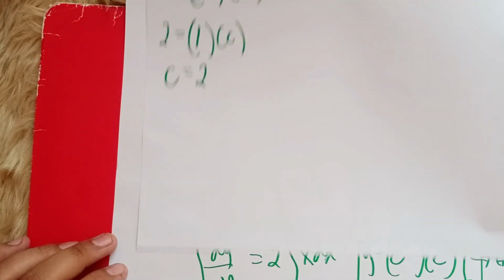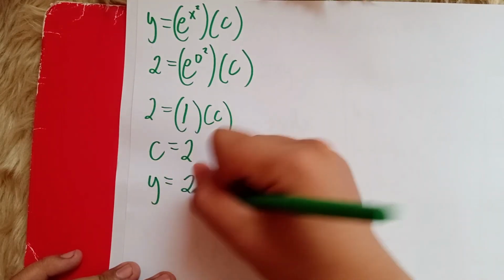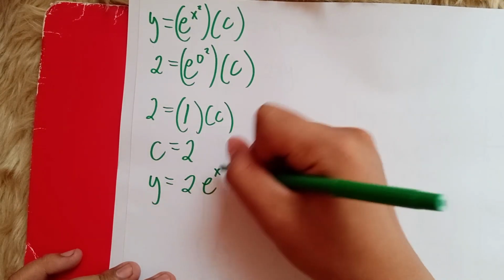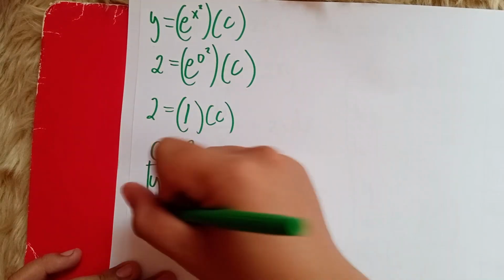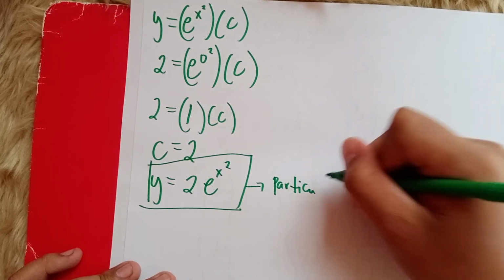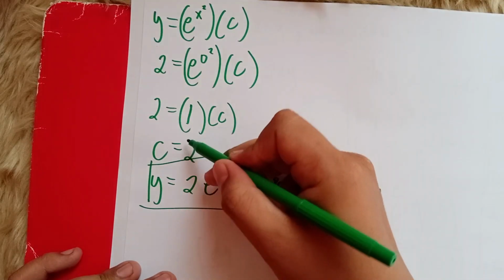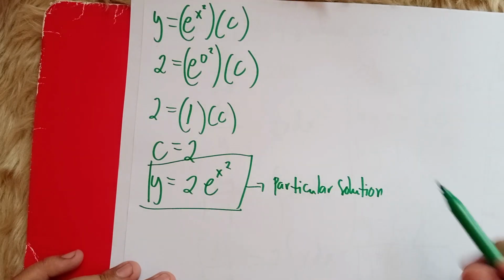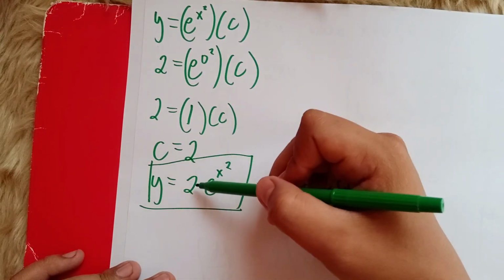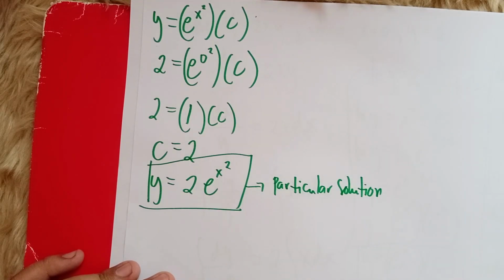So, if you are going to substitute here, the value of c, this is now equal to y equals 2 times e raised to x squared. Ito na po yung tinatawag natin mga boss na particular solution. Okay? Kasi yung c is meron na pong value. Okay? So, substitute natin yung value ng c sa ating general solution. This is now what we call a particular solution.